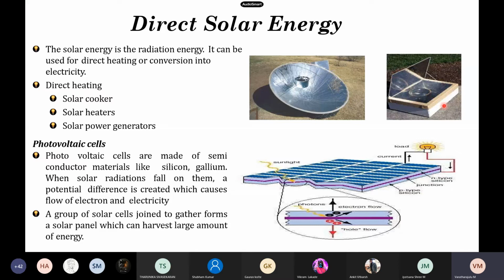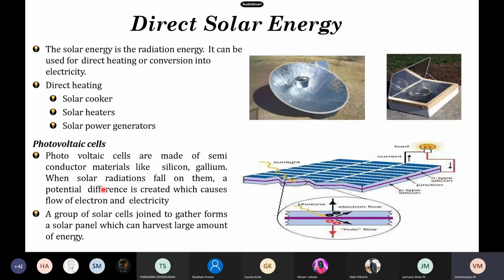Therefore, scientists were forced to invent a new type of system, that is, we moved to the photovoltaic cell. Photovoltaic cells are made up of semiconductor material like silicon, gallium, and when solar radiations fall on them, a potential difference is created, which causes flow of electrons and which creates electricity. A group of solar cells joined together creates a solar panel, which harvests a large amount of energy.